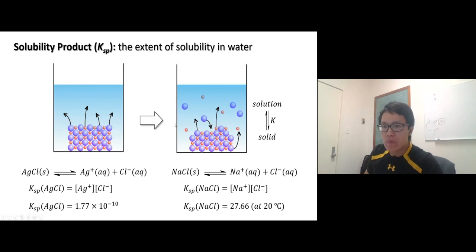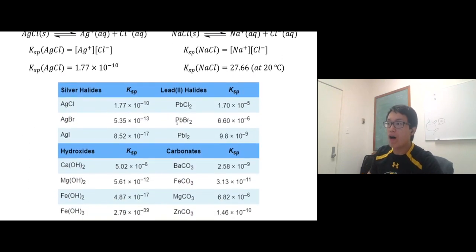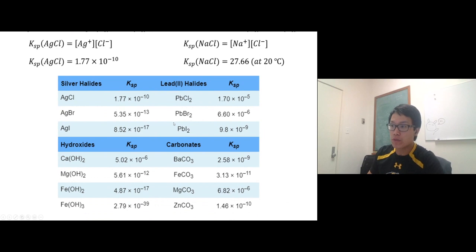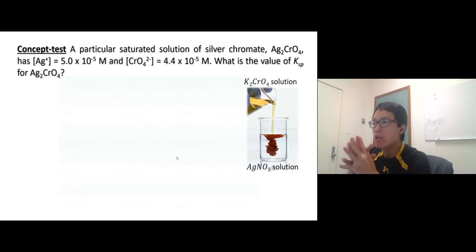So I have some Ksp values of water insoluble compounds. They are really low. Take a look at the solubility products: 10 to the negative 10, 10 to the negative 13, 10 to the negative 17. And the rest you can see right here. None of these are soluble in water. All right, so a quick simple example.